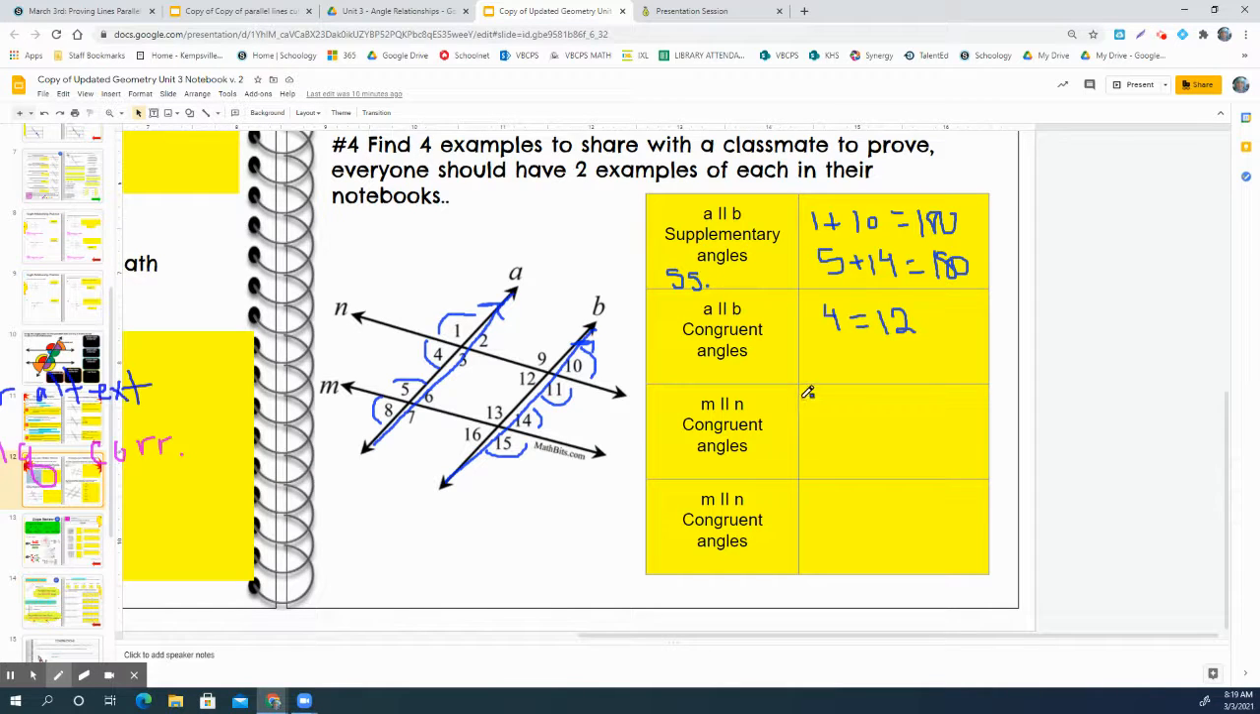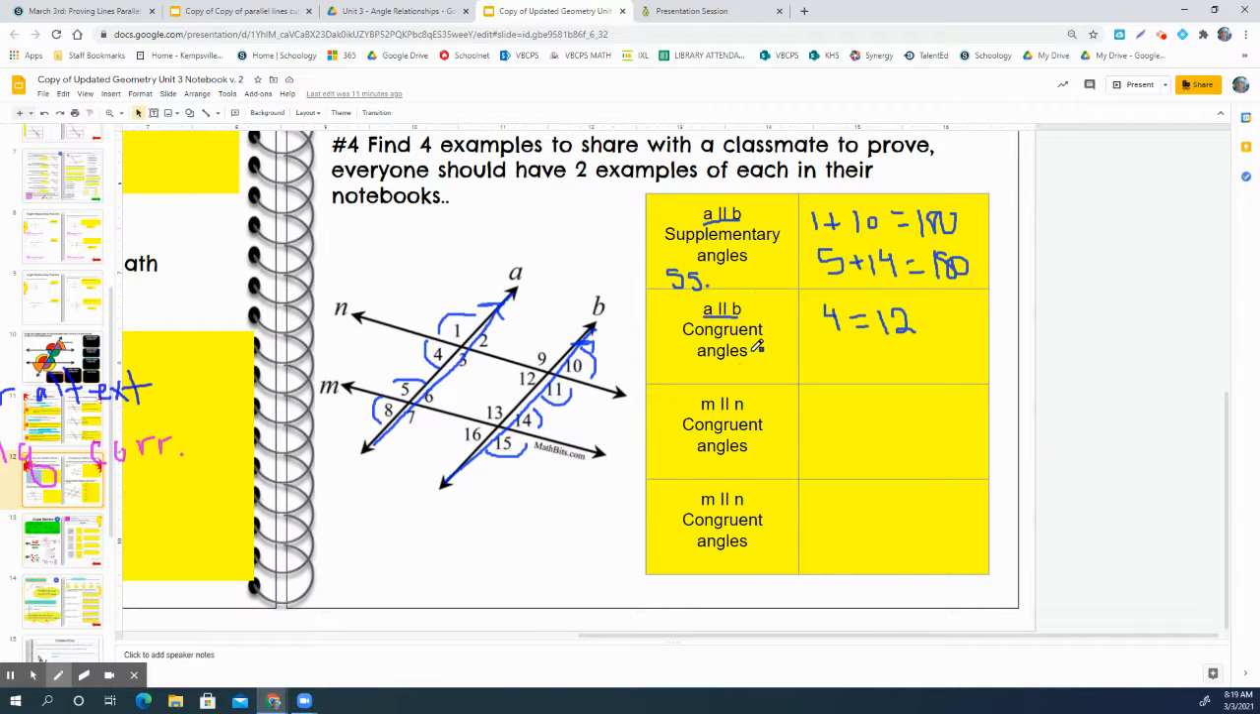Did you do 10 equals 14? 10 and 14 are on B. Those are going to prove N and M. So let's hold off on that one for a minute. Yeah, exactly. So we're just trying to prove A and B are parallel. So we need one on A and one on B, and they equal 180.